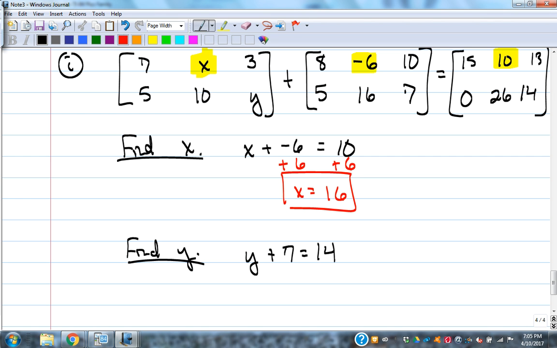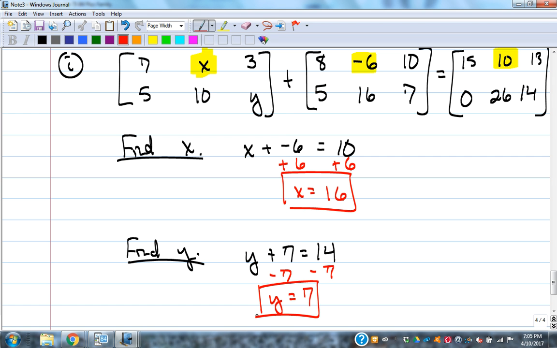Good job. Subtract 7. Y is equal to 7. This is not like a system of equations like we were dealing with earlier. This is just a matrix setup where we have a couple matrices added together. They're equal to another matrix. And we just look for corresponding parts, the parts that go together.